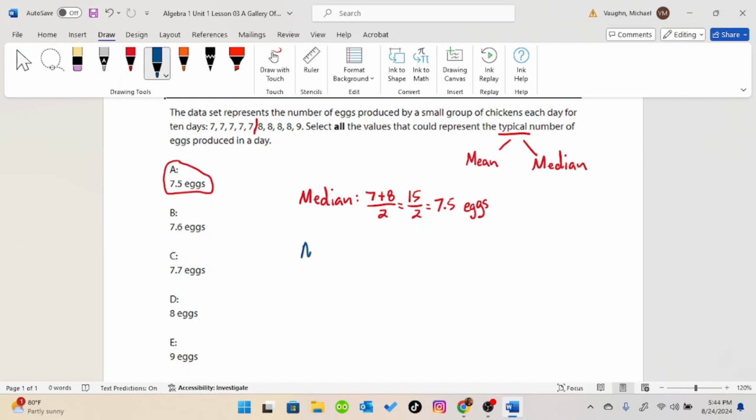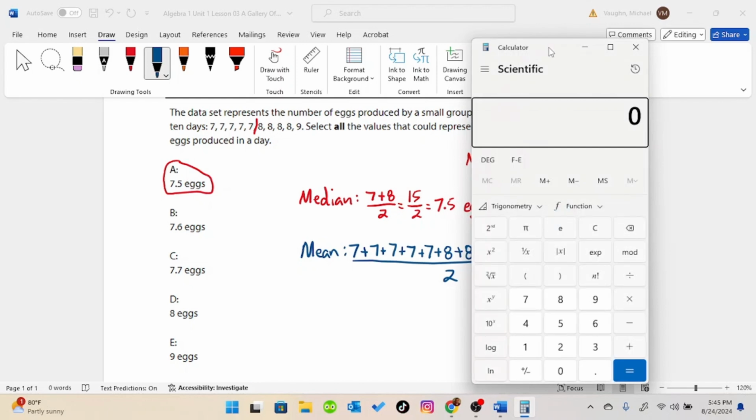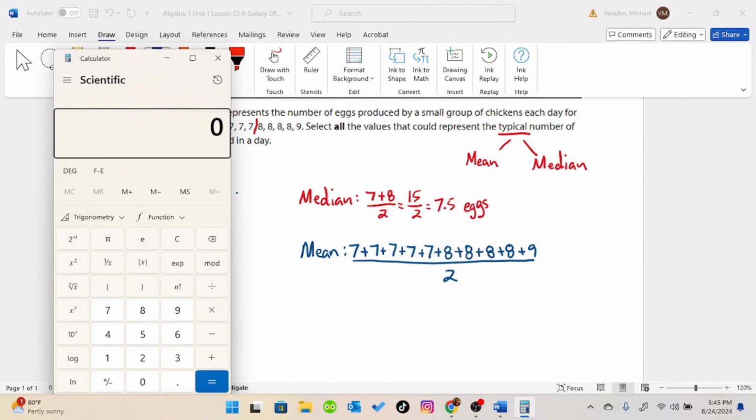The other choice is to use the mean. So to find the mean, you're going to add all the numbers together and you're going to divide by how many there are. So we can use a calculator. We have 5 sevens, so 5 times 7 plus, we have 4 eighths, so 4 times 8 plus 9.